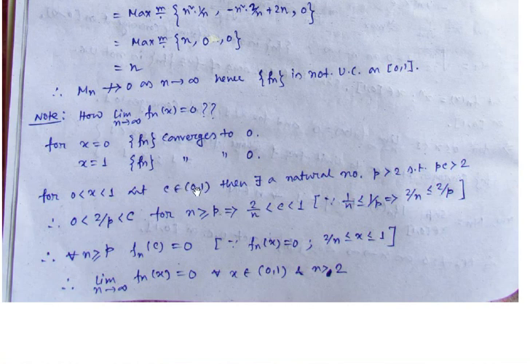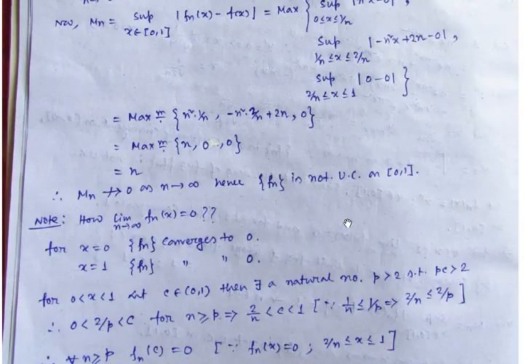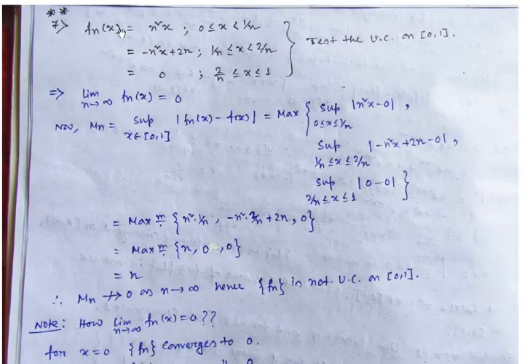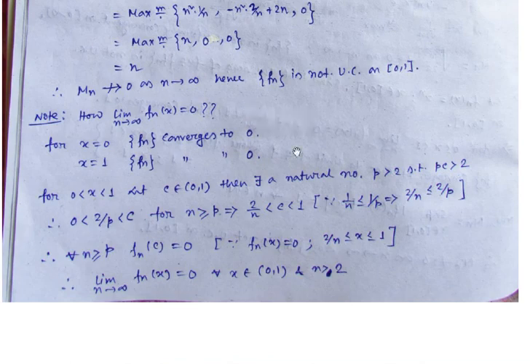Whenever c lies between 0 and 1, there must exist a natural number such that c crosses 2 by n. If we go to the definition of the sequence of functions, whenever x crosses 2 by n, the function automatically becomes 0, so it again becomes a zero function. So c crosses 2 by n, and for every n greater than or equal to the natural number p, fn(c) will automatically become 0.